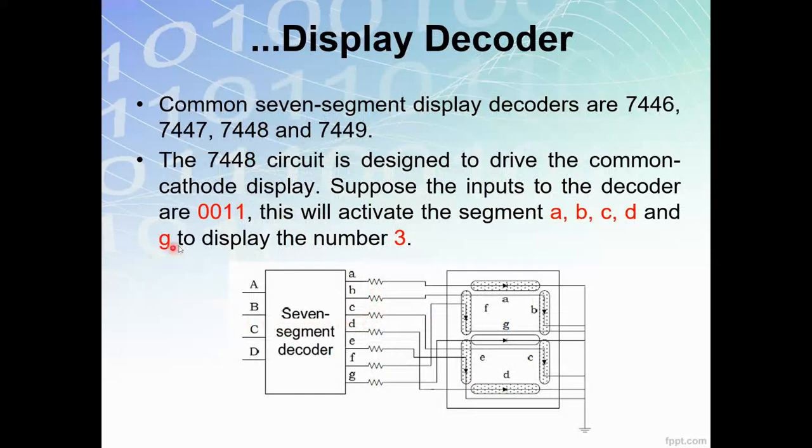So this is the 7-segment decoder. The common 7-segment display decoder chips are numbered 7446, 7447, 7448 and 7449. The 7448 circuit is designed to drive the common cathode display. This one is simple, usually the electrical students learn it. It goes into the circuit board, and based on the logic, the 7448 circuit outputs to the cathode display. Suppose the input to the decoder is 3, 0011. Then segments A, B, C, D and G will turn on, and the number 3 appears. It will activate the LED. That's for the decoder.